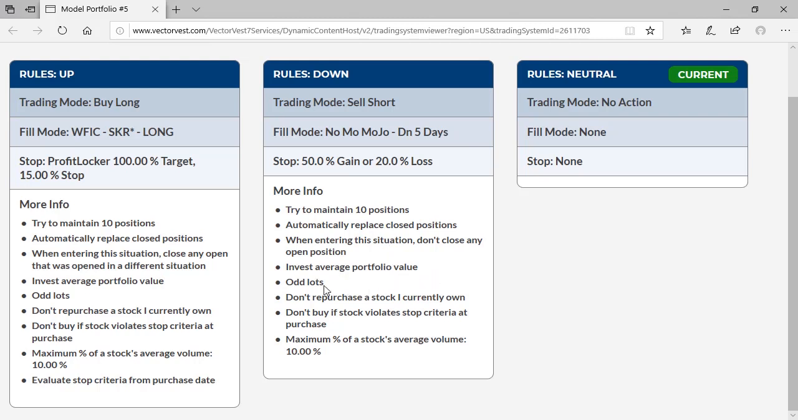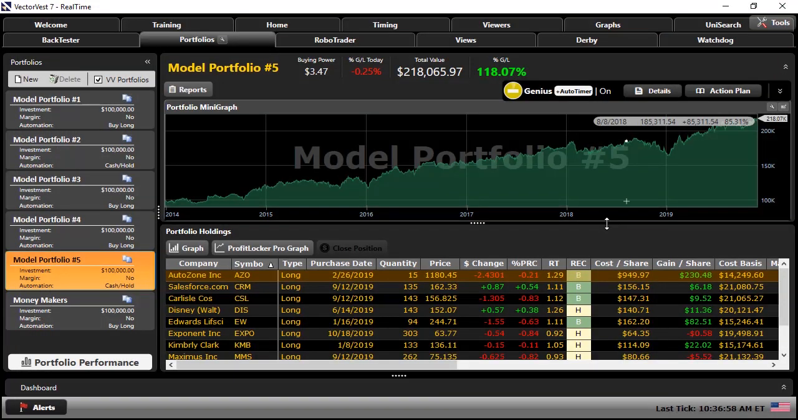Again, we'll size our positions at the current portfolio average value, shorting odd lot sizes. We won't repurchase any stocks that we currently own, and we won't trade more than 10% of the stock's volume. When the market timing signal indicates a neutral condition, as it does currently, then the portfolio takes no trading action. We simply manage the open positions with the prescribed stop loss criteria. And so that's where we find ourselves today.